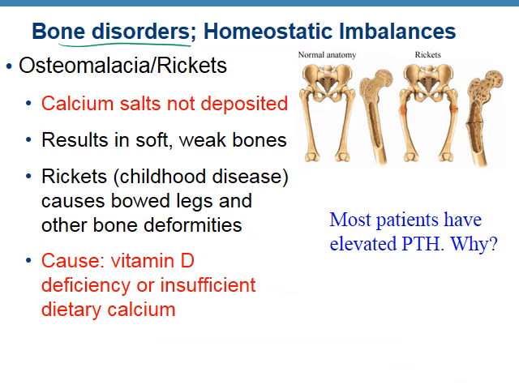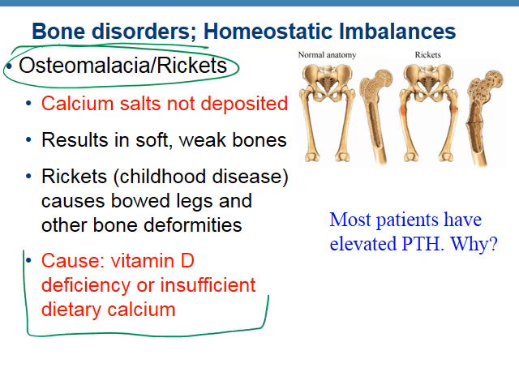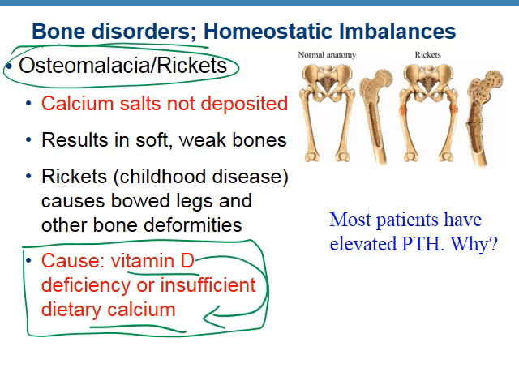Let's look at bone disorders. I've grouped these two together, osteomalacia and rickets. Basically, let's look at the cause first. If you don't have enough vitamin D or enough calcium in your diet, remember vitamin D allows you to absorb calcium, so they go hand in hand. If you don't have enough in your diet, it results in weak bones. And why is this? Because we're going to take the calcium out of our blood and use it to make hydroxyapatite and make our bones strong.